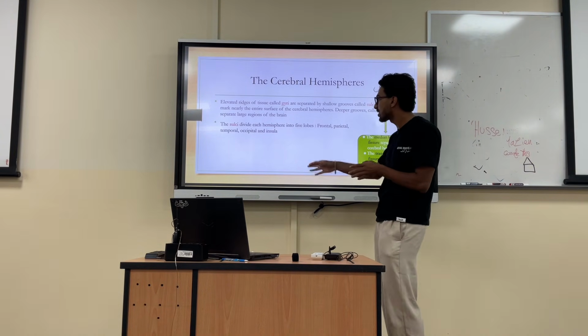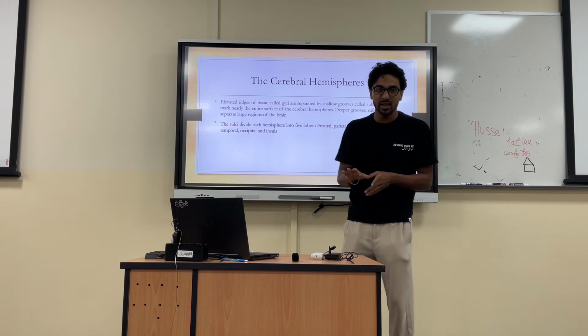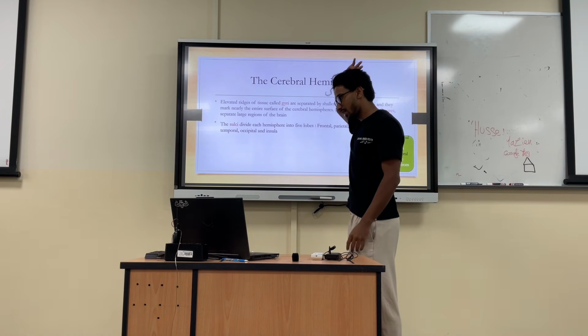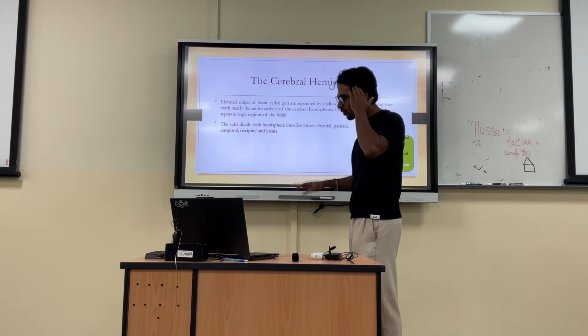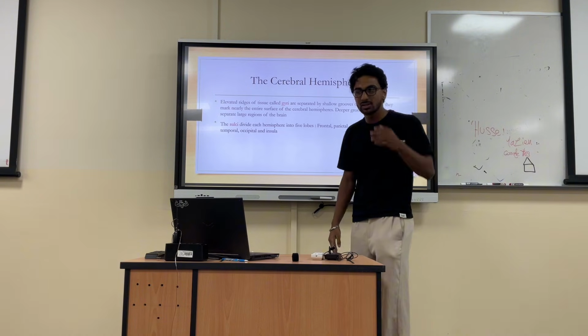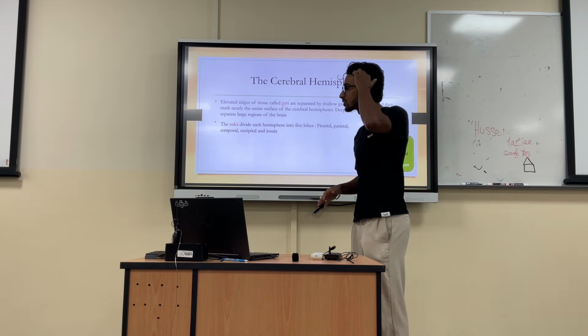The sulci divide each hemisphere into the 5 lobes of the brain: the frontal, parietal, occipital, temporal, and deep within a sulcus, the lateral sulcus, is the 5th lobe, which is the insula.